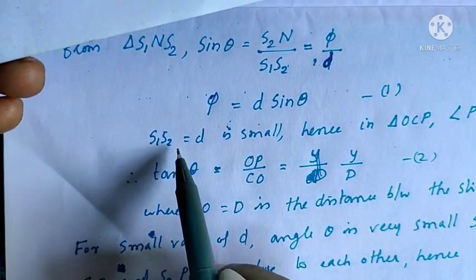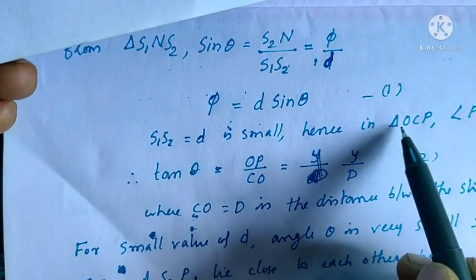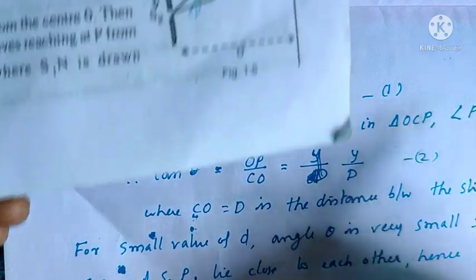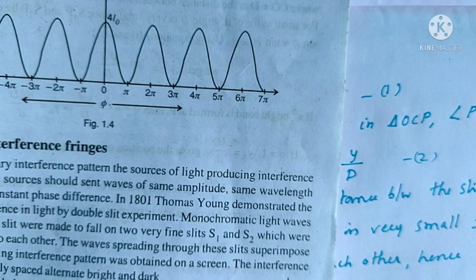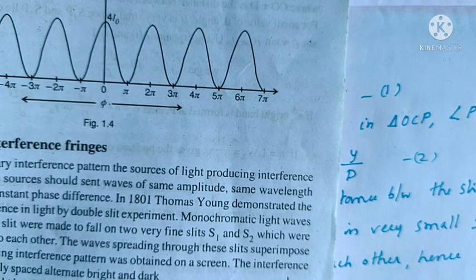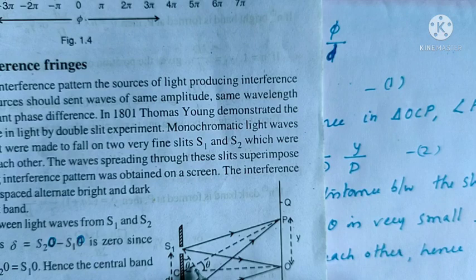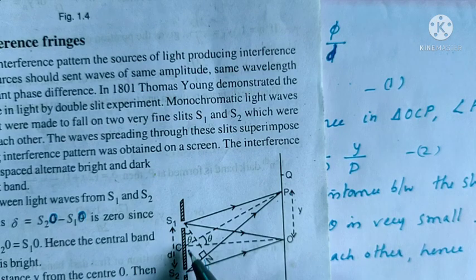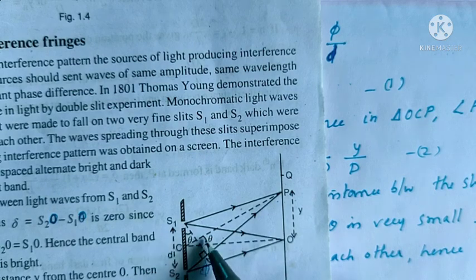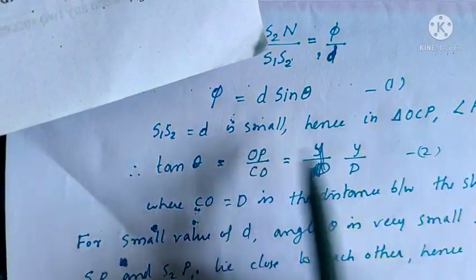Now since the slits are very close to each other, d is very small. Therefore, in triangle OCP, angle PCO is theta, because this angle and this angle will be very small, which I have explained just before. That is, these two slits are very close to each other, and so this angle is theta and is very small, and similarly this angle. So these two angles are theta.